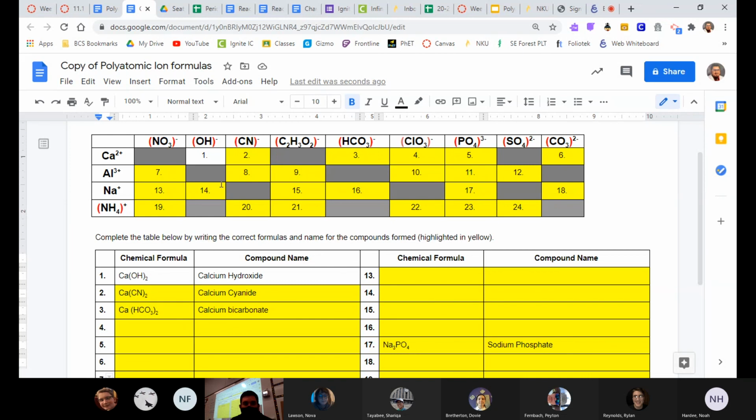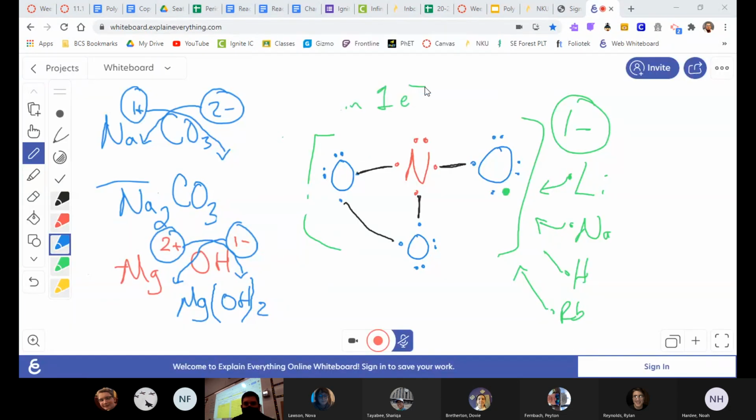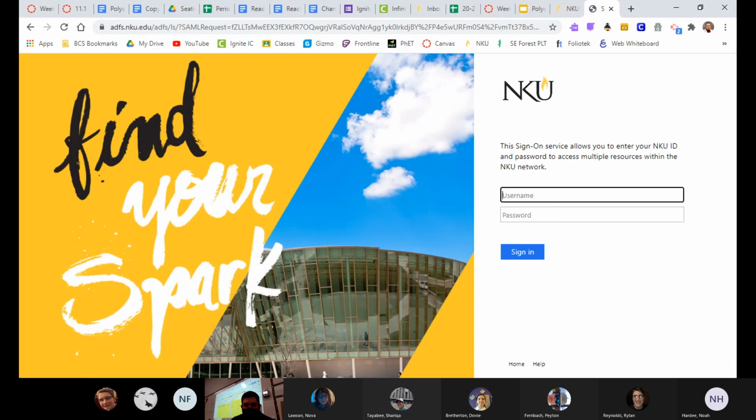So number 12, you're putting down aluminum with sulfate. Again, you're going to need this table here to help you. I don't expect you to know those names. I don't expect you to memorize them. Okay. I will give you the information, but you guys need to use the information. You need to find it. So there's that information there. That's aluminum and carbonate on it, or sulfate. There it is.